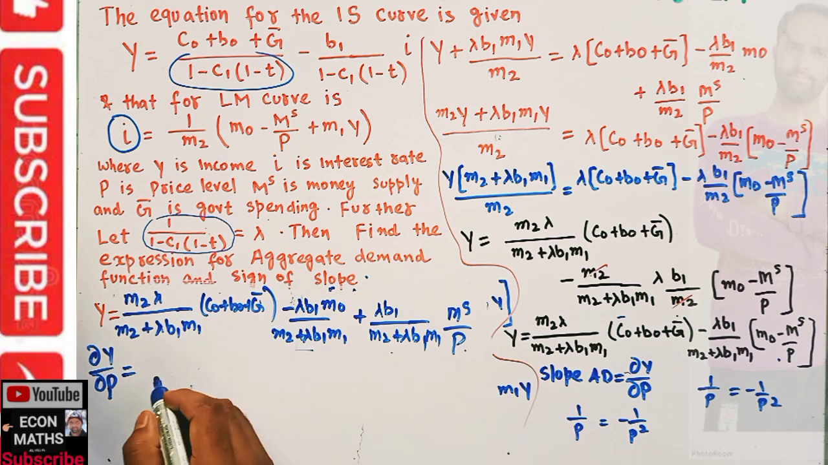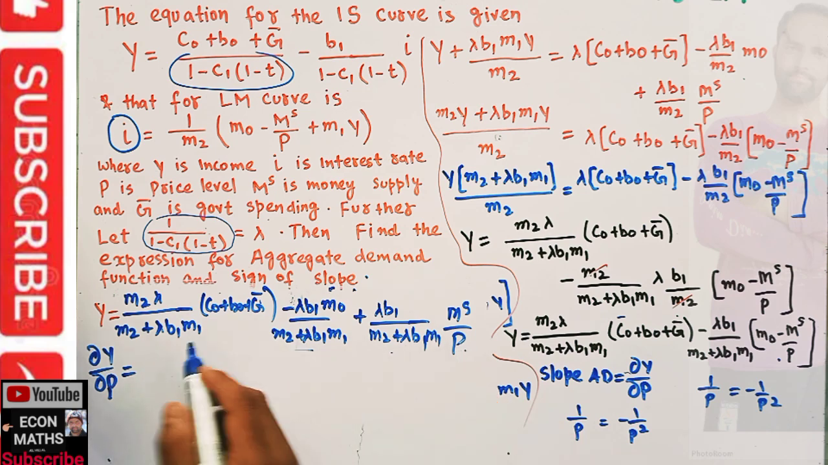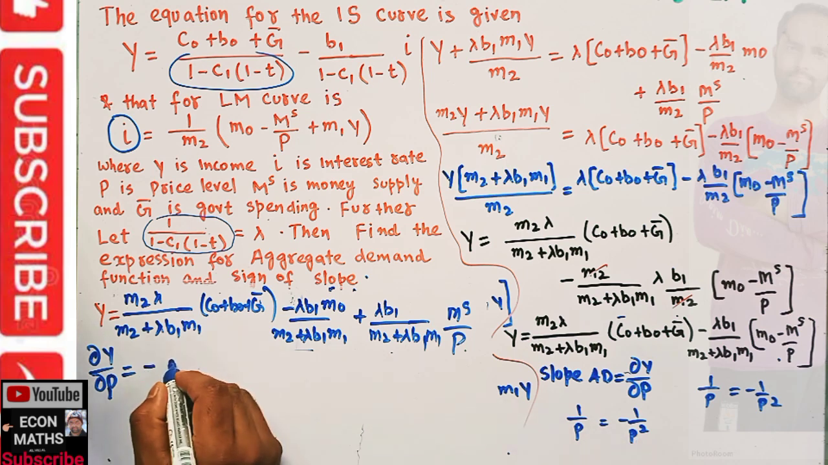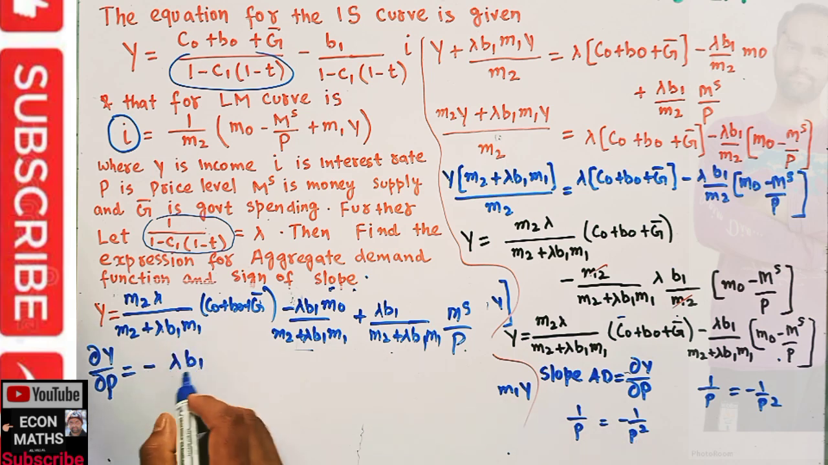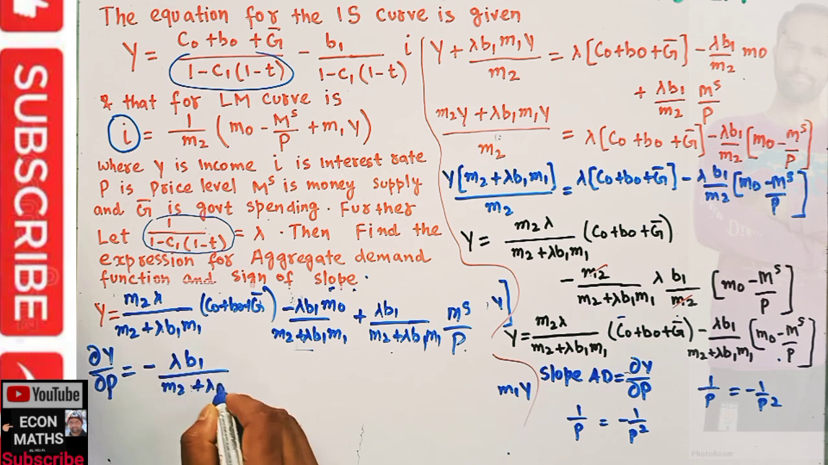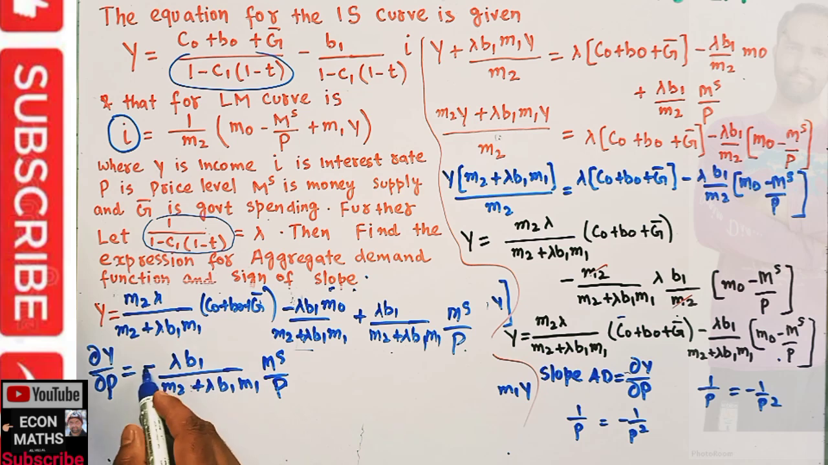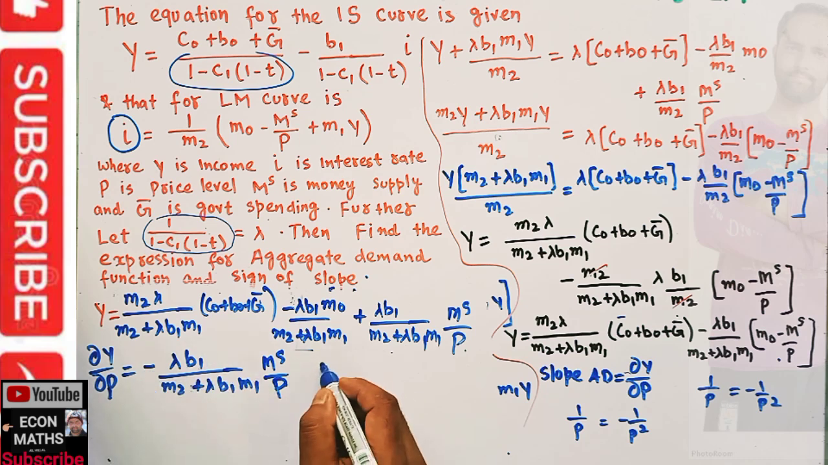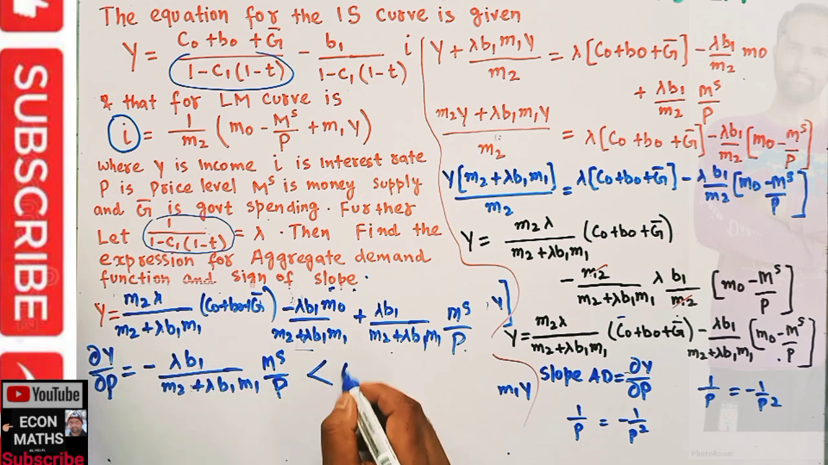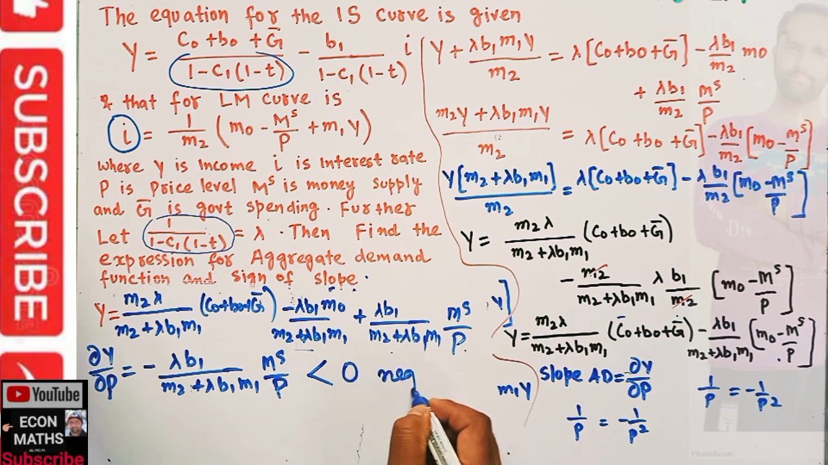Our slope will be equal to, as I have told you, minus 1 upon p square, so we will get minus lambda b1 upon m2 plus lambda b1 m1, ms upon p. Since this is negative, that means our slope will be less than 0, which is negative. I hope I make myself clear in this video.